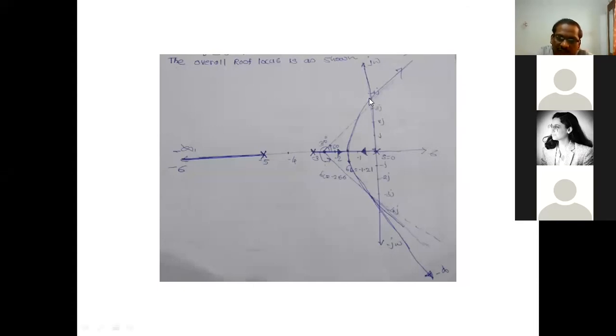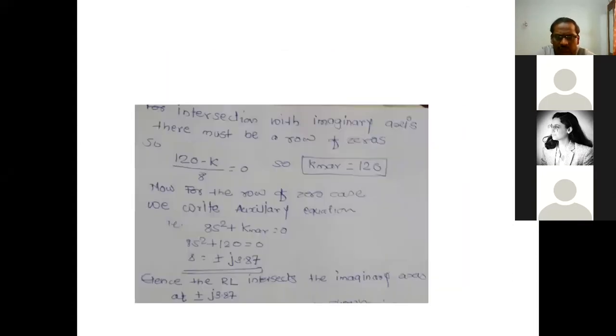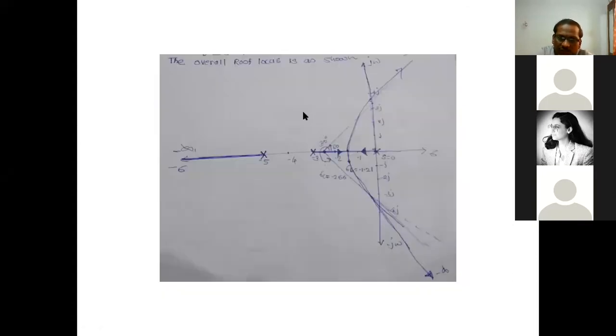See, we have already calculated K marginal. What was your K marginal value? 120. So for K equal to 0 to 120, your closed loop poles are there in the left half of the S plane. So till K equal to 120, your system is absolutely stable.